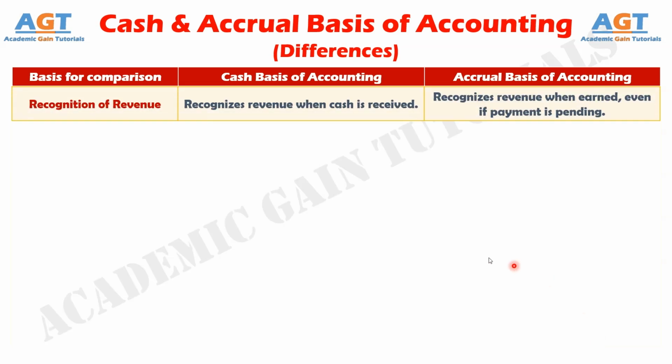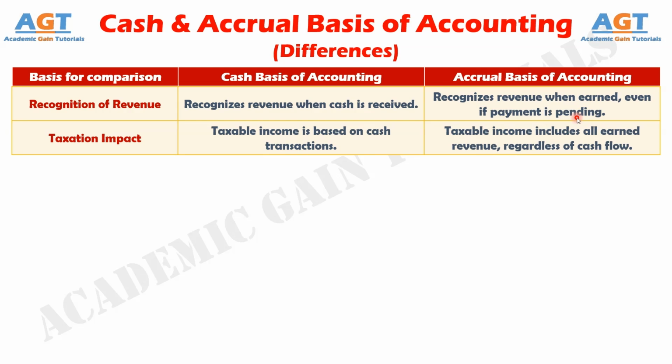Number 9. The cash basis of accounting recognizes revenue only when cash is received, whereas the accrual basis recognizes revenue when it is earned, regardless of payment status. And finally, difference number 10. Under the cash basis of accounting, taxable income is determined based on cash transactions, whereas under the accrual basis, taxable income includes all earned revenue, even if payment has not yet been received.